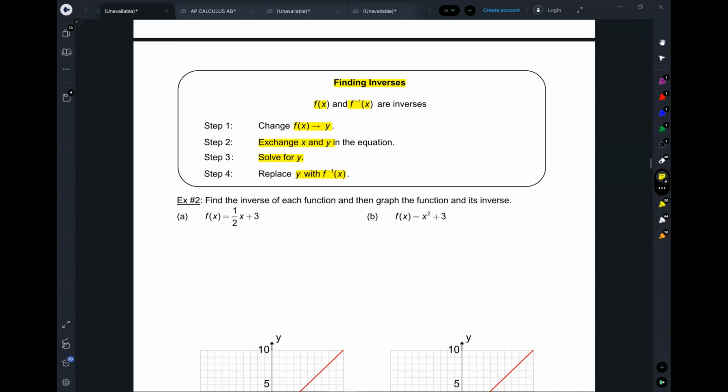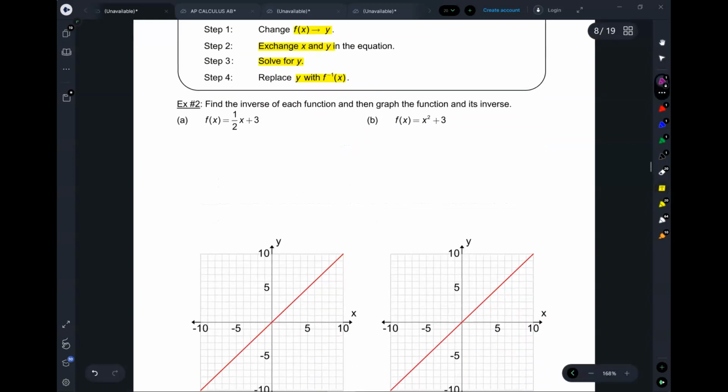85% of the time, students do this, and then they forget to replace it with f inverse, and it's automatically at least minus 1, right? Okay, so let's do this. We're going to find the inverse of each function, and then we're going to graph both of them.